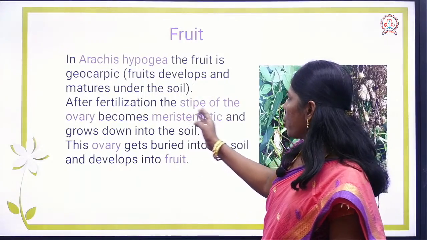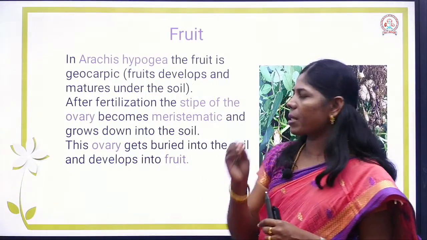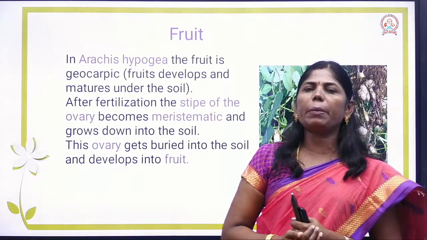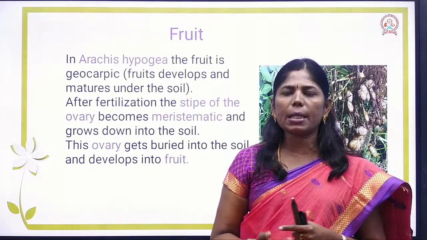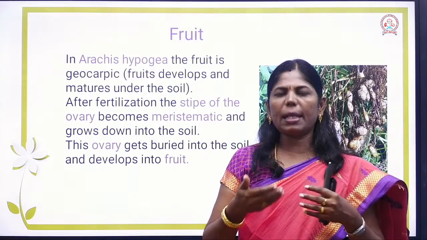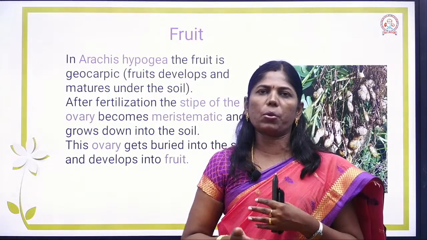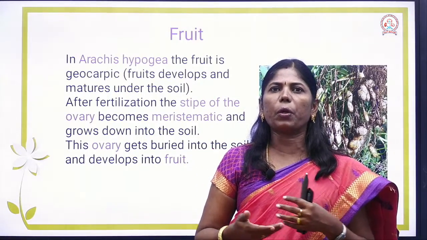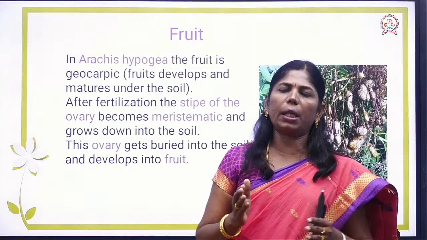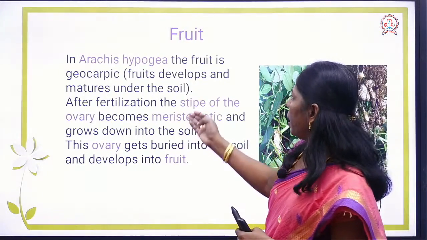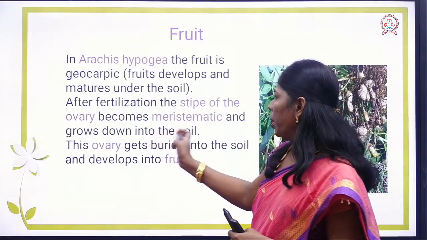After fertilization, what happens is the stalk of the ovary becomes meristematic. Meristematic means a type of cell division. A type of tissue that is very young and perpetual. So here new cells are produced. Here the tissues keep undergoing cell division and new tissues form for us. Okay? So the ovary becomes meristematic and grows down into the soil.